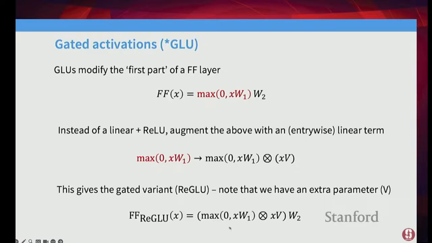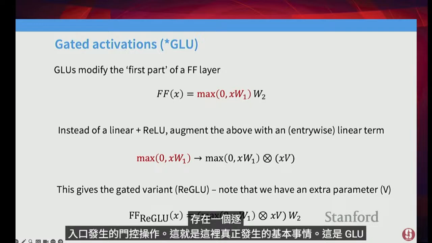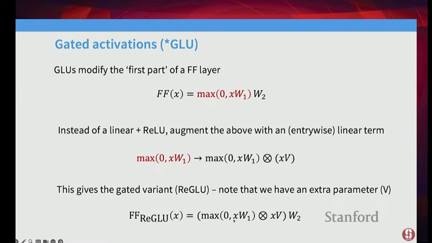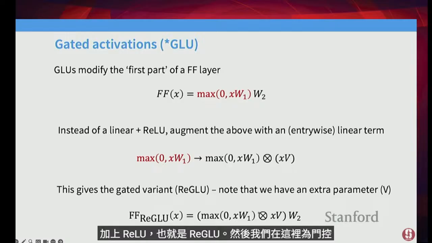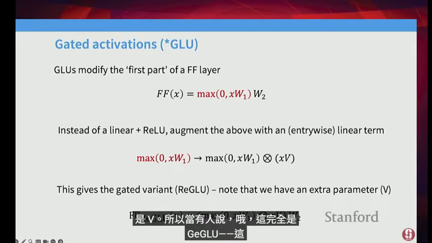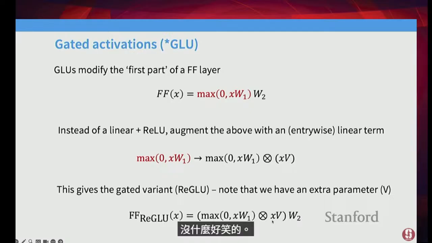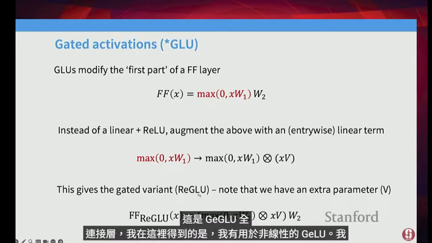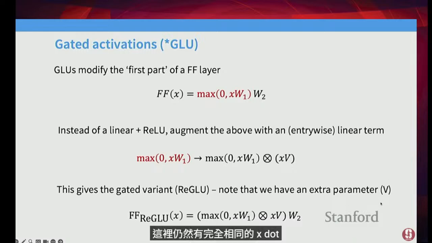So the way to think about this is I've gated the hidden part of the MLP. I've got my original activation that takes my inputs and puts it into the hidden space, and then I'm going to gate that with x.v. And then I'm going to project that back using W2, right? So there's this gating operation that happens entry-wise, and that's really the basic thing that's happening here. And this is the GLU plus the ReLU, so the ReGLU. And then we have an extra parameter that we've added here for the gating.